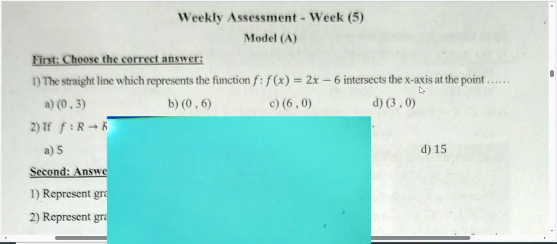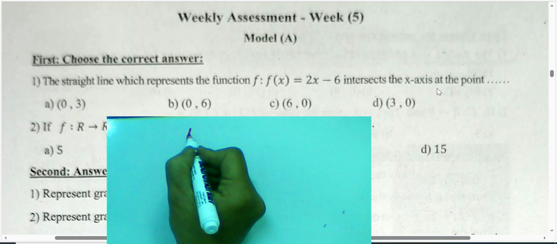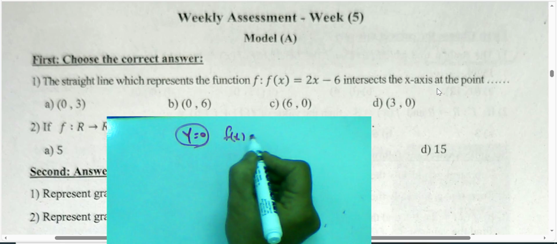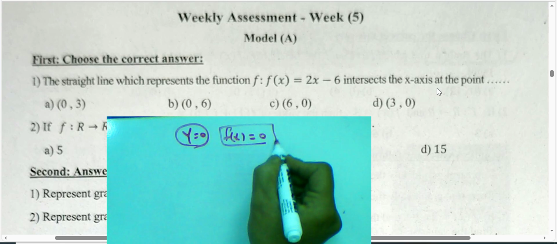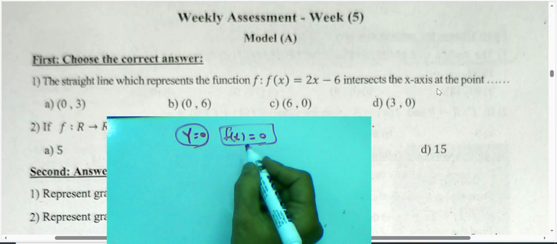But here, intersects x-axis means y equals 0. What is y here? Y means f of x. F of x is the image. So f of x will be equal to 0 because the straight line intersected the x-axis. It means y equals 0, the image will be 0. Then f of x equals 0.